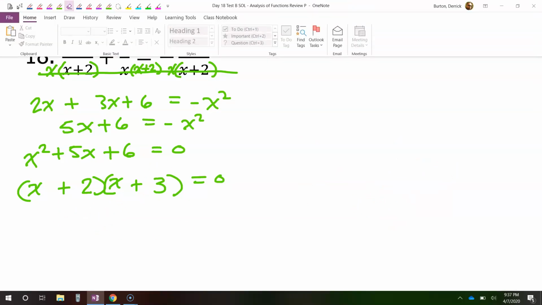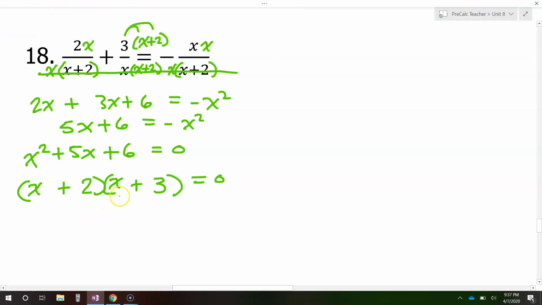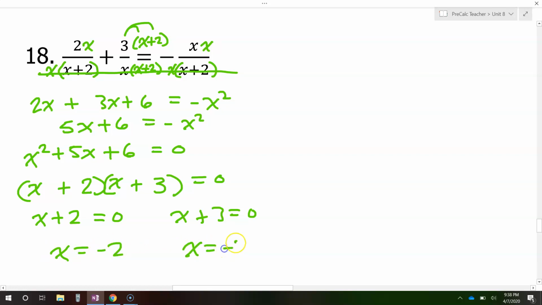So all we have to do is do our zero product property. Be careful. I feel an extraneous value coming up. So we have x plus 2 equals 0, and we have x plus 3 is equal to 0. This will give us x equals negative 2 and x equals negative 3. One of these values is illegal. It's extraneous. One of these values would cause a 0 denominator if I plug it back in. Obviously, I'm talking about negative 2.